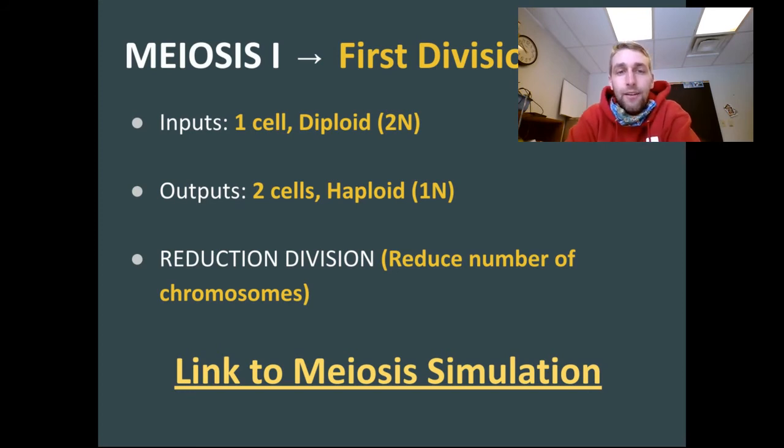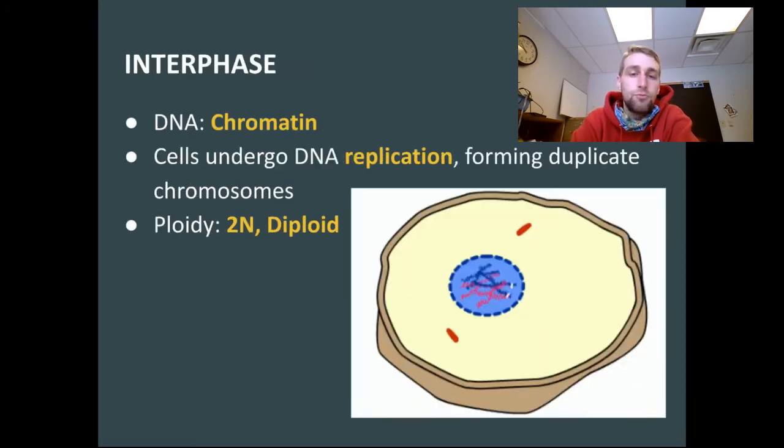So, like I said, meiosis has 2 divisions. The first division we call meiosis 1. We start with a single cell, a cell that is diploid. When we are done with this, we're going to have 2 cells, and they're both going to be haploid. That's why this is called a reduction division, because we cut the number of chromosomes in half. There's a link to a simulation down here. Super helpful. I think it's really a great way to visualize this process. I'll show it to you at the end of these notes.